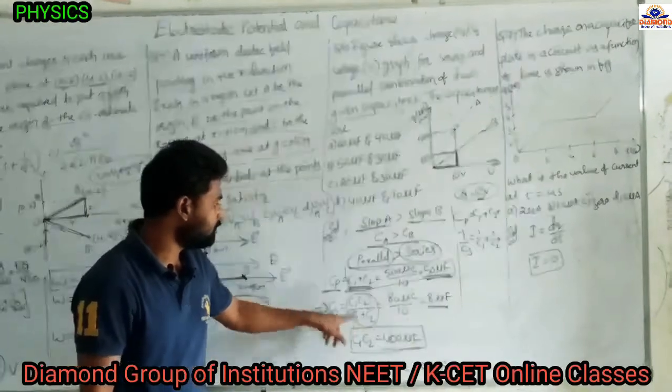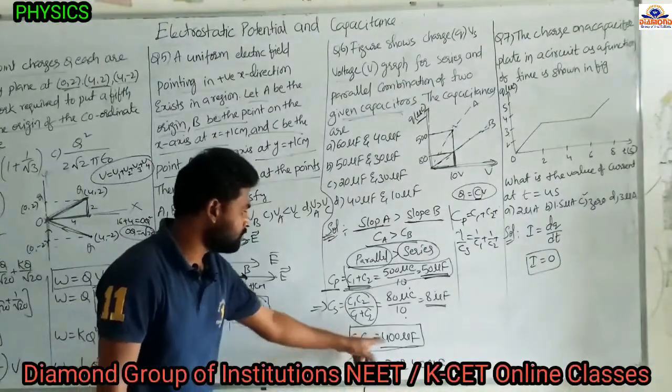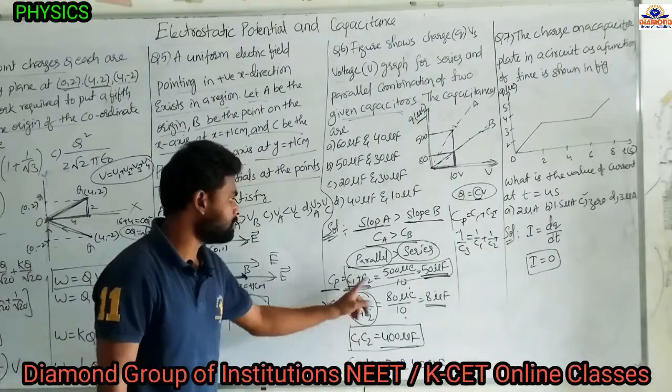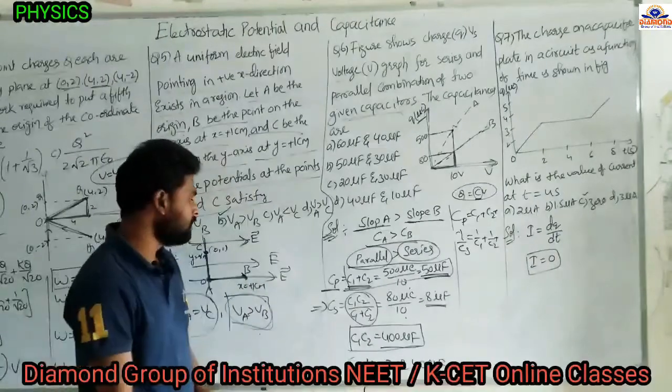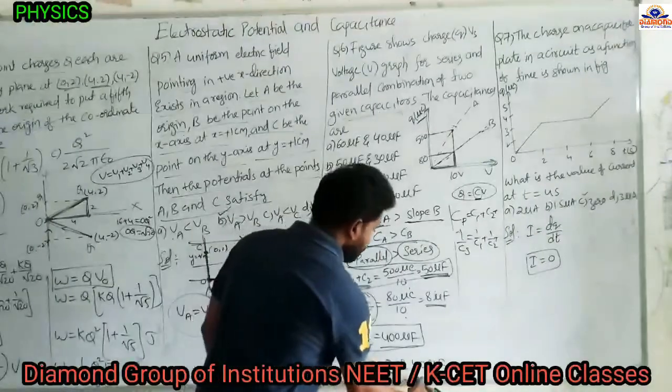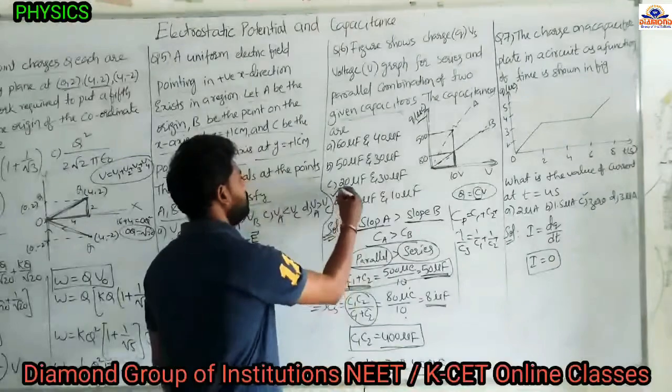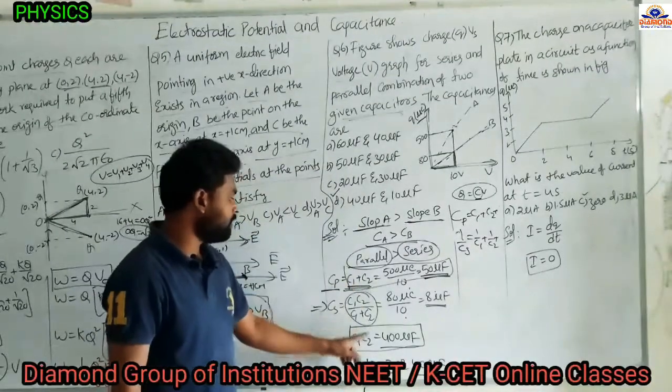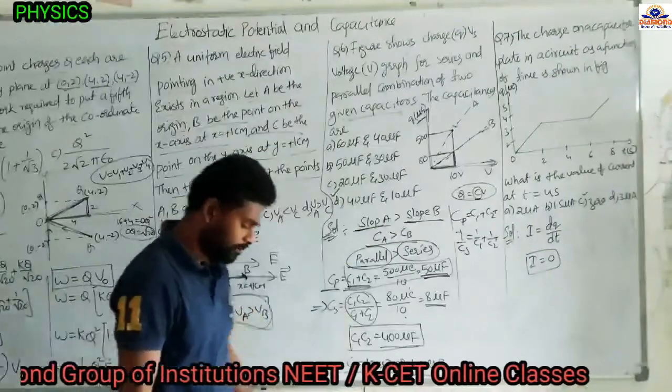This is the homework for you. We know the product of C1 C2 and the sum of C1 C2. Find the C1 C2 values. We will get the values 10 microfarads and 40 microfarads. D option is the right answer. Simplify these two equations and you will get the answer. That is the homework for you.